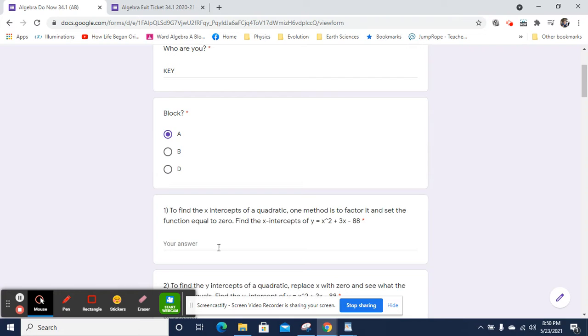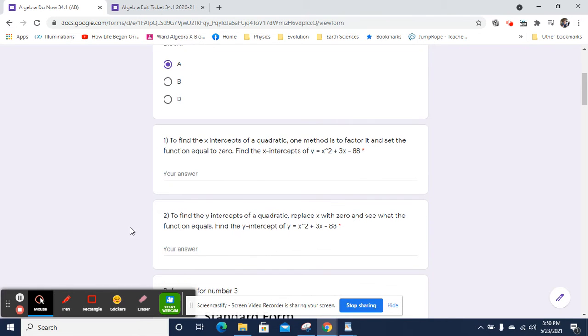So I'll label this A block, and our first question is, we need to find the x-intercepts of this function, y equals x squared plus 3x minus 88. And I've given you a reminder. To find the x-intercepts of a quadratic, one method is to factor it and set the function equal to 0. And then you use the zero product property. So let's try factoring it.